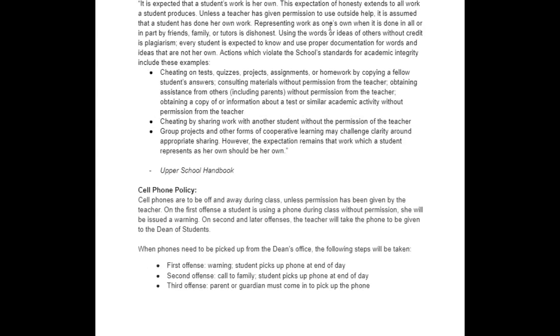Cell phones. Cell phones largely should not be an issue. Again, the policy is off and away during class. Most of the time, I find that this is not an issue, and occasionally I have to look to a student and say, hi, let me redirect you. You're doom scrolling instead of doing statistics. Please put your cell phone away. But if this becomes a thing, then this is the policy.